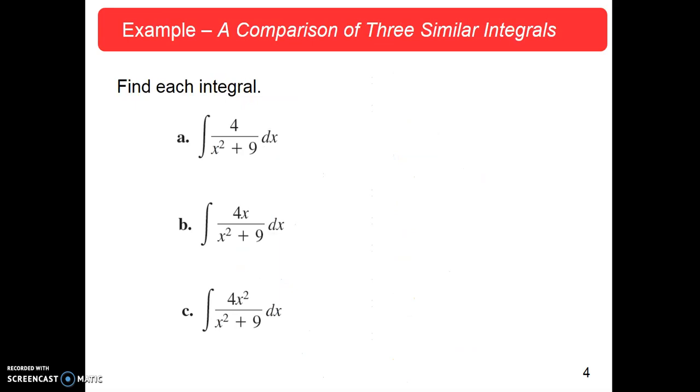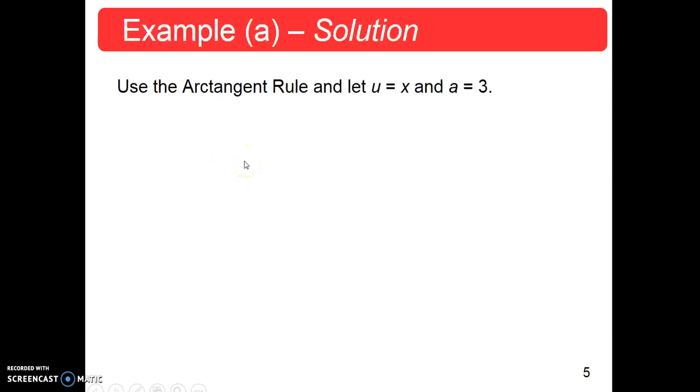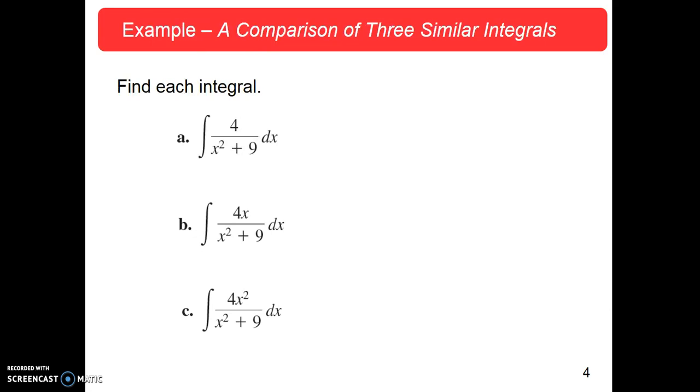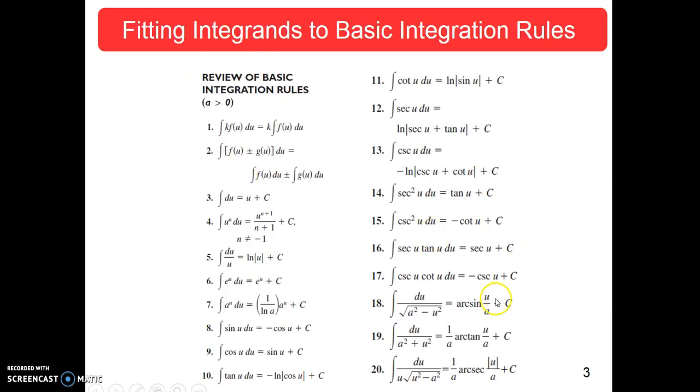And so maybe a good review is a quick comparison of some integrals that look very similar but have different techniques. So if we focus on this first one, 4 over x squared plus 9, we're going to apply the arctangent rule. Remember, this fits the form on this previous slide where we can find a and u and then just drop into our arctan formula.